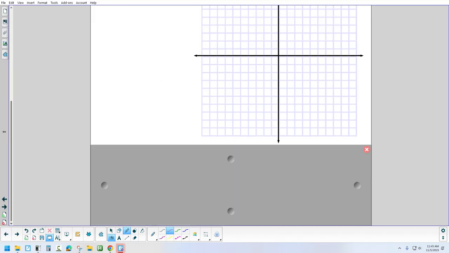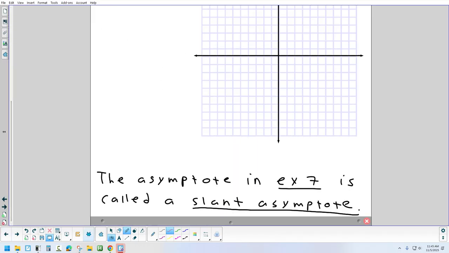Well, let me write this down first. So that asymptote that we just did in the last example, that's a slant asymptote.